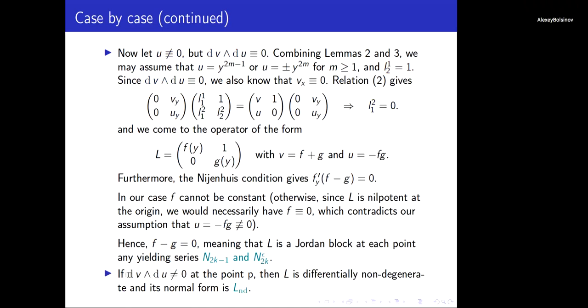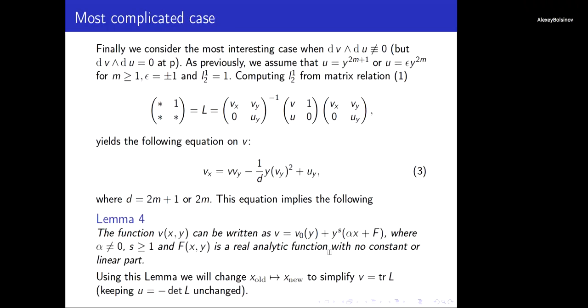Now, not quite. One more case. Here we assume that the differentials of V and U are not zero at the very point P, just at this point, and then we have the non-degeneracy condition, and so we have the series L and D non-degenerate. So this is the first slide with the statement of the theorem. And now it remains to discuss the most complicated case, when the differentials of U and V are generically independent, but they are dependent at our point.